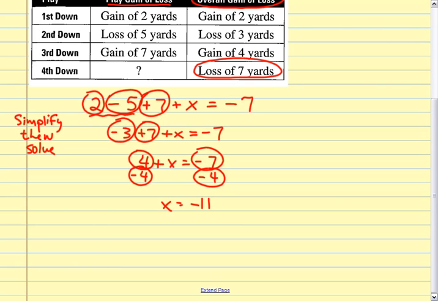Now, let me ask you this. Raise your hand. What did the x stand for? Emma? Negative 11. No, that's what it equals, but what does x mean? What was it? Aiden? Fourth down. It was 4th down. So tell me, Aiden, what happened on 4th down? They lost 11 yards. Perfect explanation. Good job. All right? Excellent. Let's look at the next one.